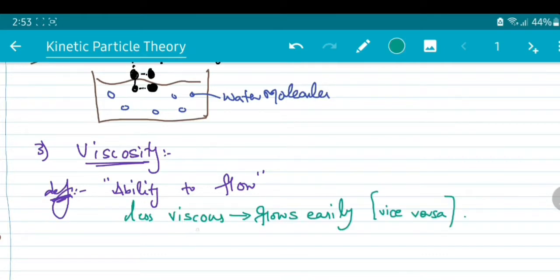So the less viscous materials will flow easily, and its opposite, if it is more viscous, it won't flow, or it will flow very slowly.